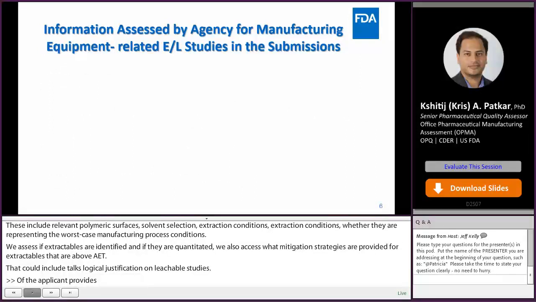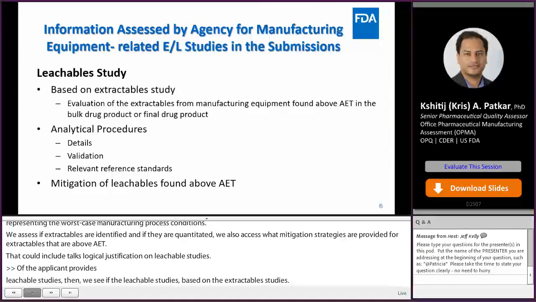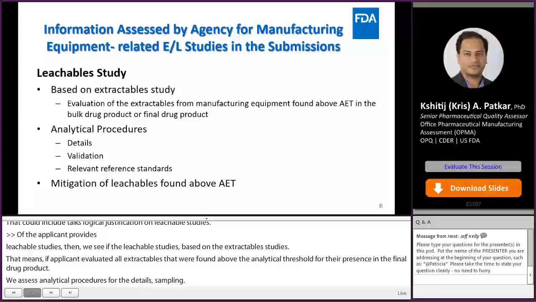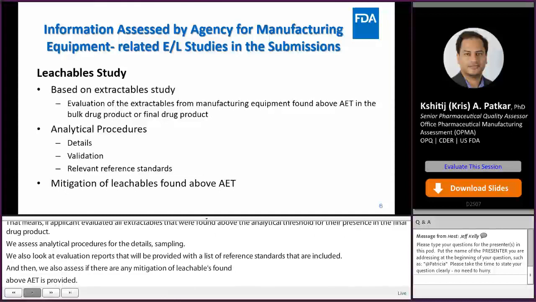If the applicant provides leachable studies, then we see if the leachable studies are based on the extractable studies. That means whether the applicant evaluated all extractables that were found above the analytical evaluation threshold for their presence in the final drug product. We assess analytical procedures for their details and sampling. We also look at any validation reports that may be provided, or the list of reference standards that are included. And then we also assess if any mitigation of leachables found above the AET is provided.